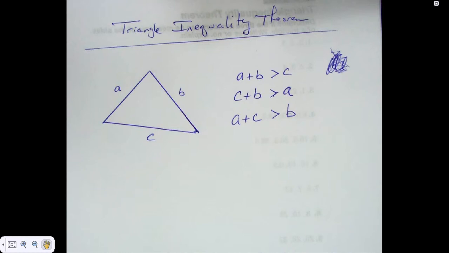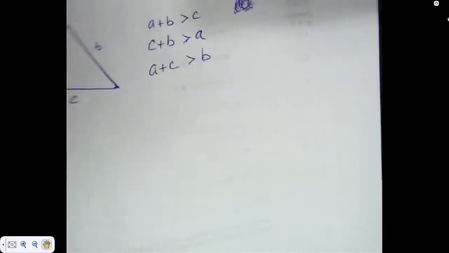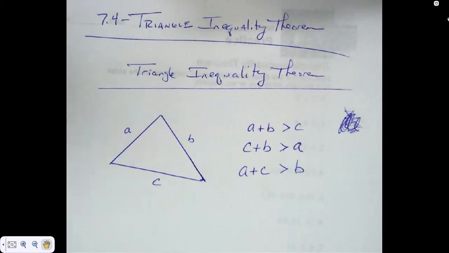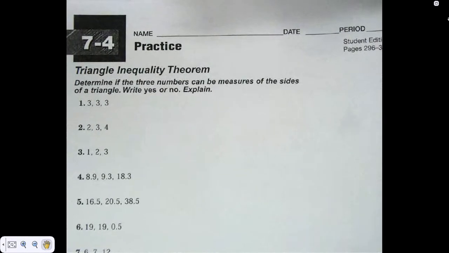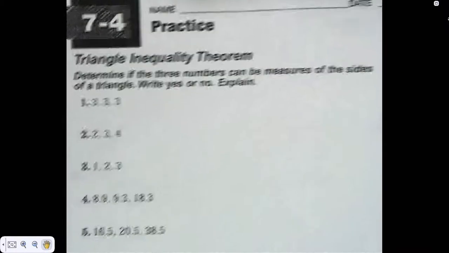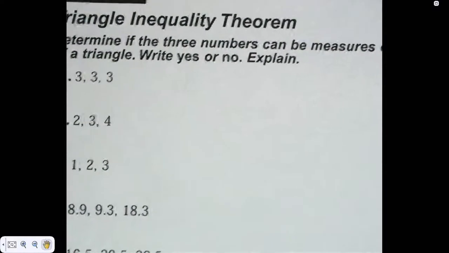So, first thing you could do, we can jump ahead to our worksheet right now. We're going to go back and forth. We'll come back to this in just a second. It says determine whether the three numbers can be the measures of the sides of a triangle. Yes or no, and explain. Well, you're going to explain by putting them into the inequalities we just talked about.